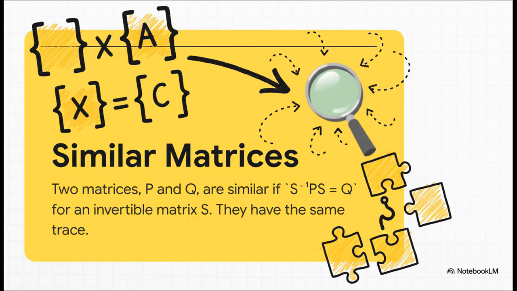To crack this part of the case, we're going to need a special tool from our detective kit, the idea of similar matrices. Now what are they? Think of them like identical twins who might wear different clothes. They might look a little different on the surface, but they share the same fundamental DNA. And for us, the most important piece of that DNA is that they always have the exact same trace. That's the key right there.